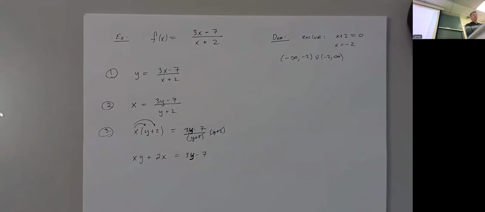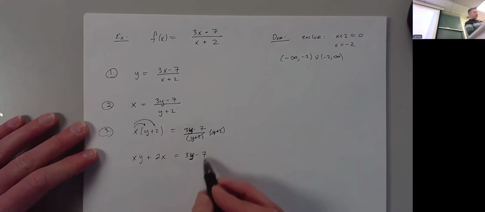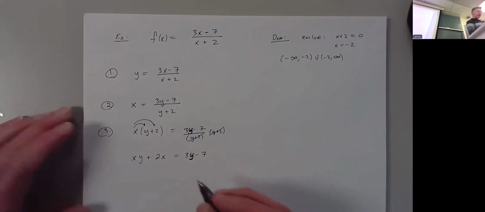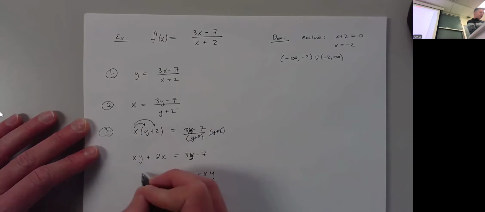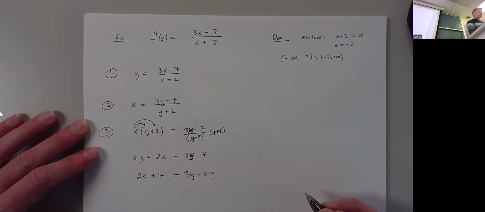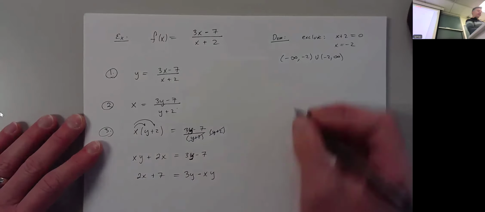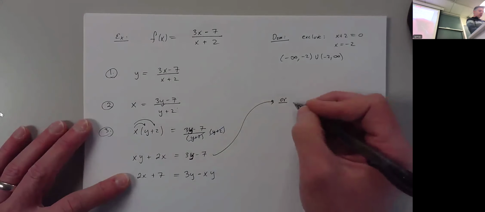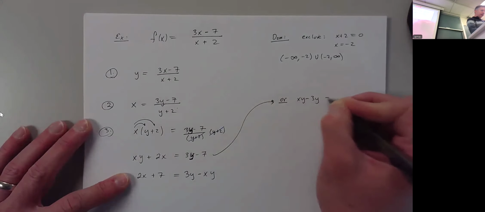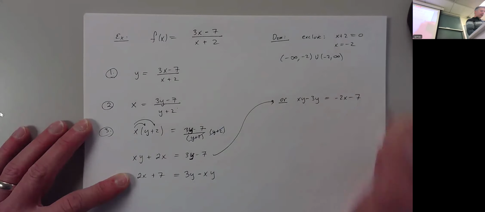So now we're going to group all the y's on one side. It doesn't matter which side you pick, as long as all the y's are on one side and everything else is on the other side. I generally try to keep more things positive than not. So I'm going to bring my y's to the right so that this -7 can come over to the left as possible. But either choice is fine. So I'm going to say 3y minus xy on the right-hand side and 2x plus 7 on the left. Or if you like, xy minus 3y on the left and -2x minus 7 on the right.